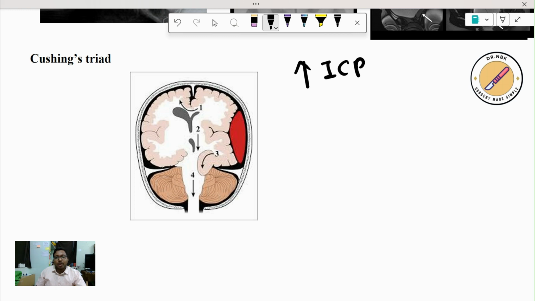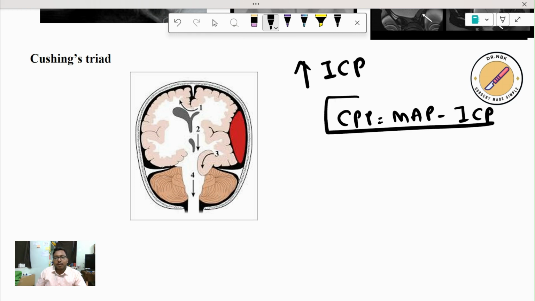You need to remember one formula, that cerebral perfusion pressure is equal to mean arterial pressure minus intracranial pressure. This is the normal formula. So it means that only when you have mean arterial pressure adequate, you have ICP maintained in a normal way, right? Whenever ICP is raised, obviously your mean arterial pressure should also be adjusted. Then only your cerebral perfusion pressure will be maintained.